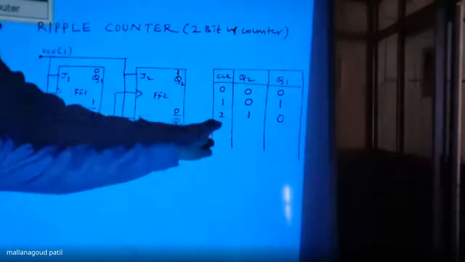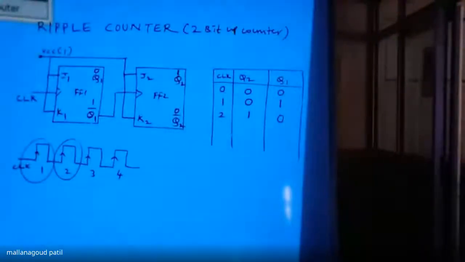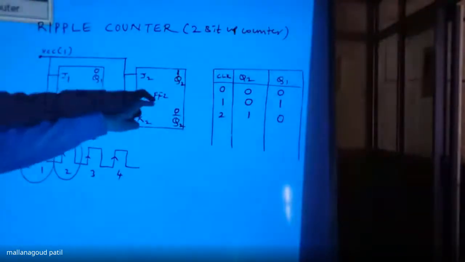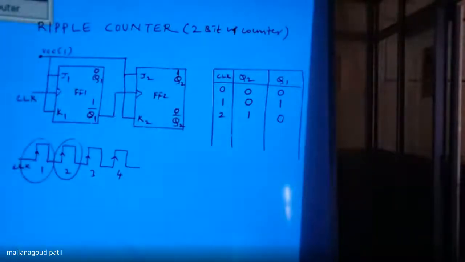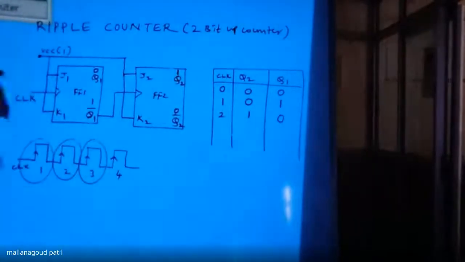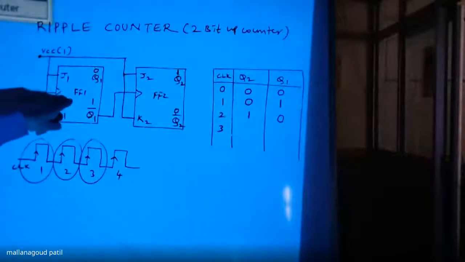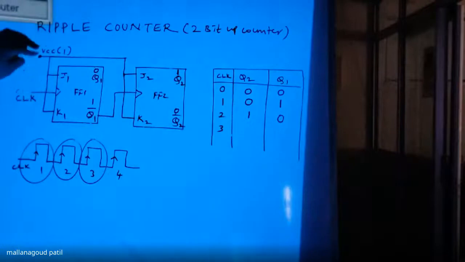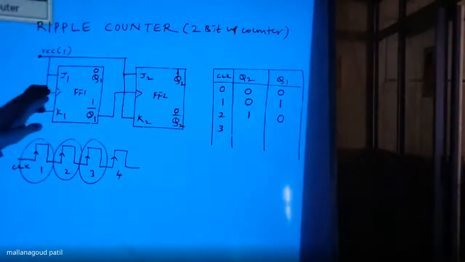After applying the second clock, Q1 toggles, and Q2 also toggles. See here, for the first clock, only flip-flop 1 toggles and flip-flop 2 retains. For the second clock, flip-flop 1 and flip-flop 2 both toggle. Now you can go for the third clock. When you apply the third clock, flip-flop 1 toggles because flip-flop 1 will always toggle, because JK is tied to VCC and you are continuously giving the clock.